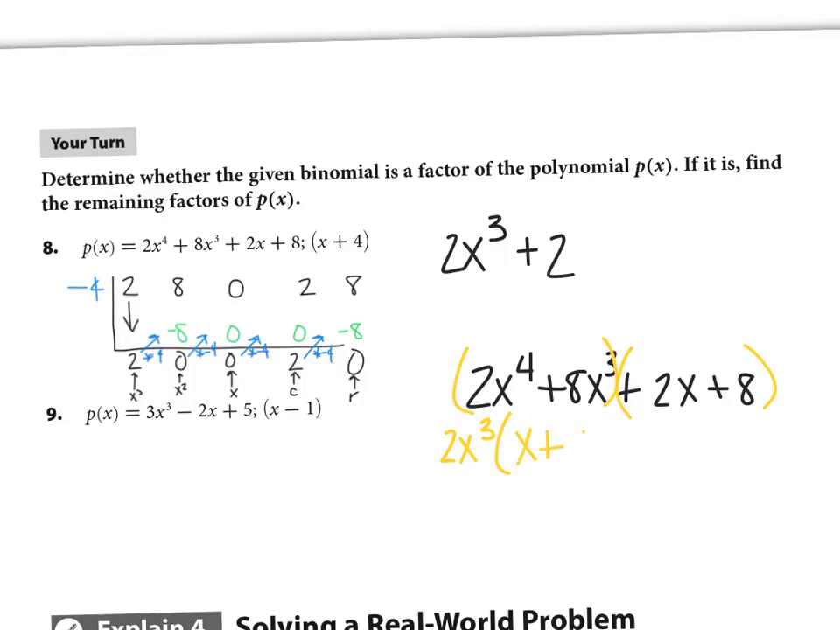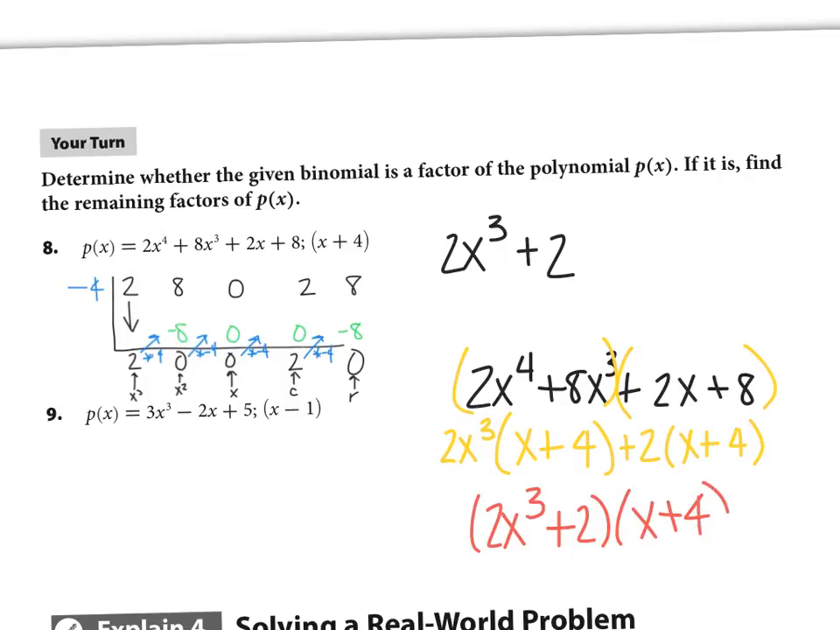Do you want us to write this? Okay. What about the second one? 2x plus 8, what do they have in common? 2. And what's left over? x plus 4. So then your final factorization would be what? 2x cubed. Oh my god. Go home.